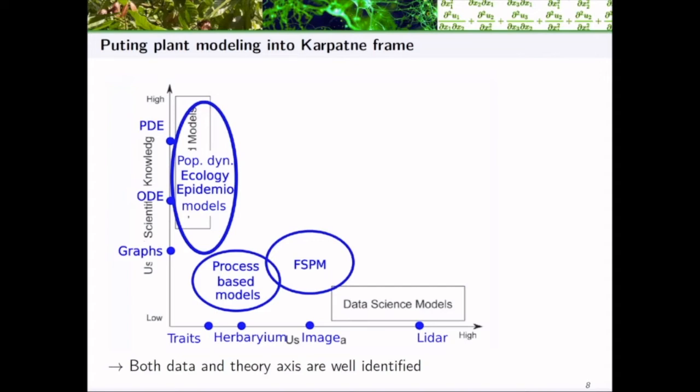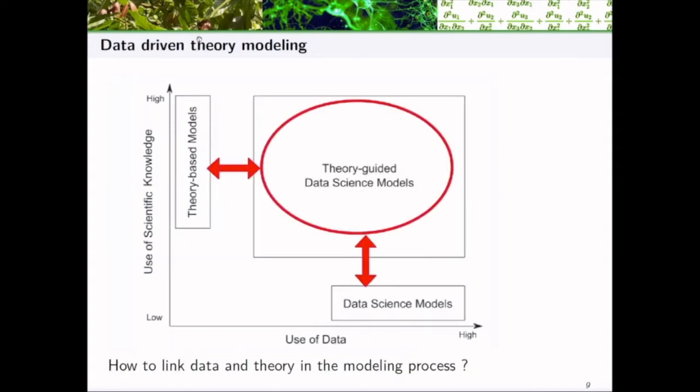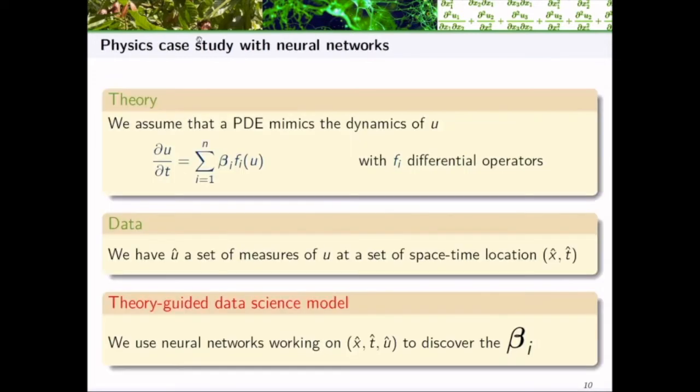Right, you're right. And Karpatne was filling this empty zone and proposed to build models that combine theory and data in a balanced way. He called it theory-guided data science models. In physics, this kind of approach has already been introduced, particularly in fluid dynamics.